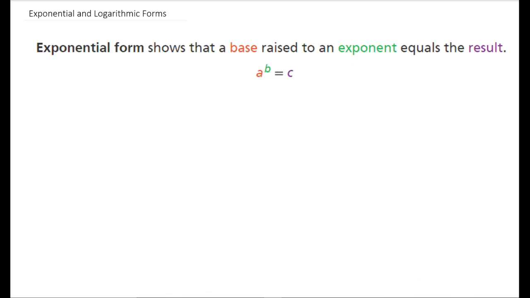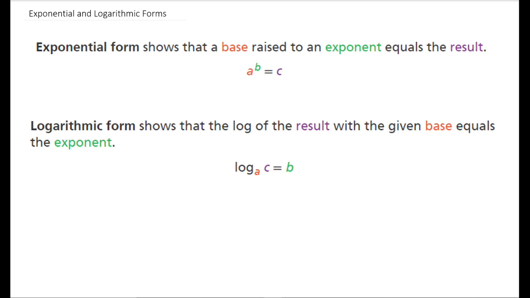So the exponential form shows that a base is raised to an exponent equals some kind of result. So you have some kind of number raised to an exponent, and it's equal to another number. Like if you had 2 to the 3 equals 8, that's an example of an exponential form. Another one would be 3 to the 2nd equals 9. That would be an exponential form. Now contrast that with something in logarithmic form. This shows that the log of the result with the given base equals the exponent.